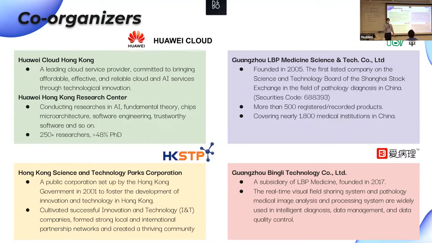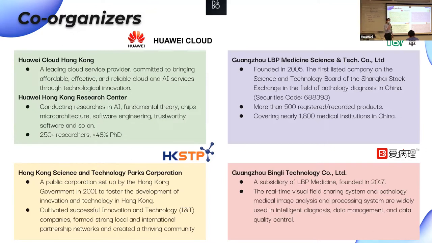At Huawei Hong Kong Research Center, we do research here in Hong Kong in AI, fundamental theory, chips, microarchitectures, software engineering, trustworthy software, and so on. If you are at PhD or master level, we are always looking for top researchers to join us. If you're an undergraduate, we are also looking for interns. We have more than 250 researchers in Hong Kong, and almost half of us hold a PhD degree.